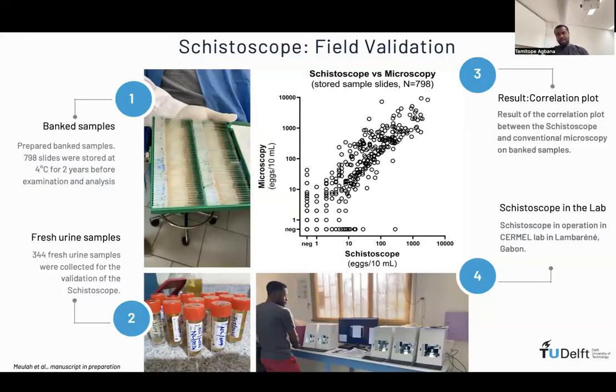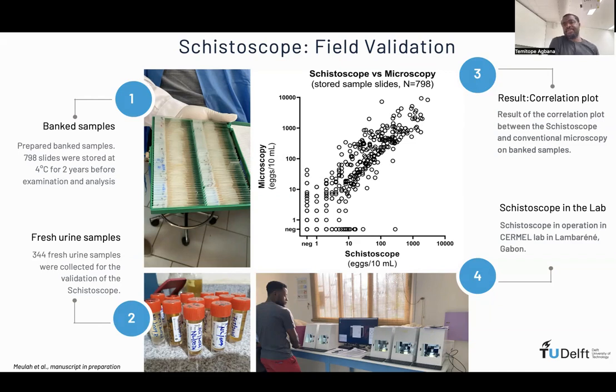So what was the focus? We've done several field validations of the cystoscope. We've done validation in Nigeria, we've done it in Gabon, and this time around we wanted to see the performance of AI-based microscopy on banked samples. So we prepared 798 stored slides of S. haematobium egg urine samples, stored at 4 degrees centigrade for 2 years before examination. 2 years ago, they were examined using standard microscopy, and the results were stored.